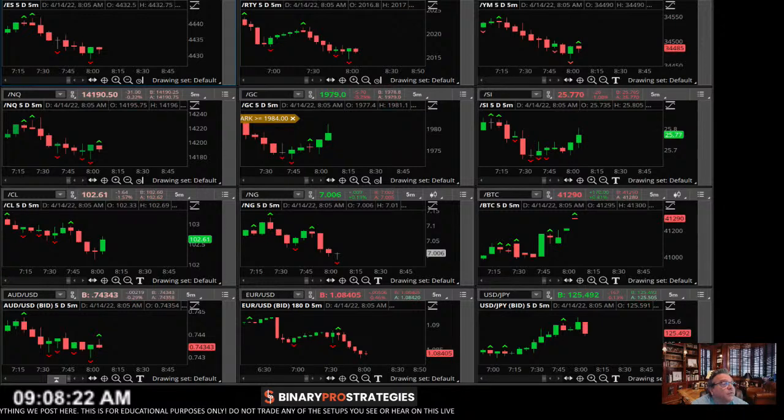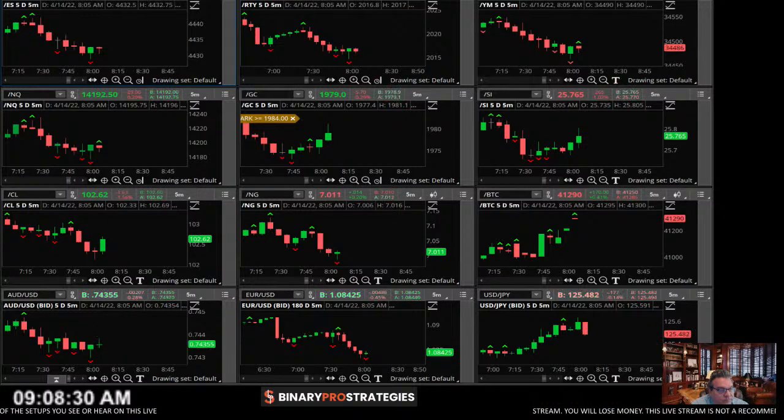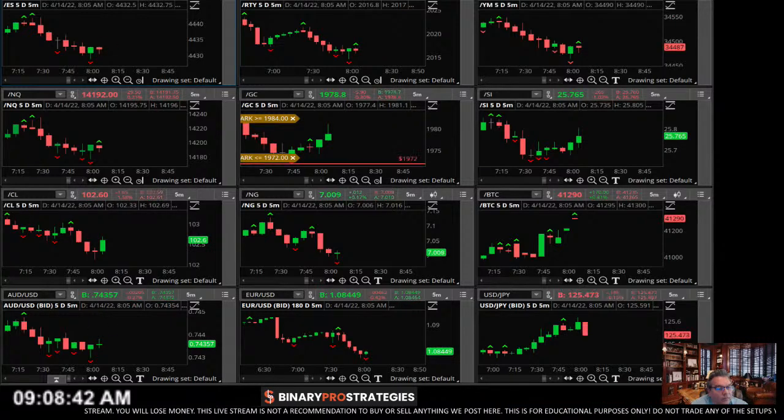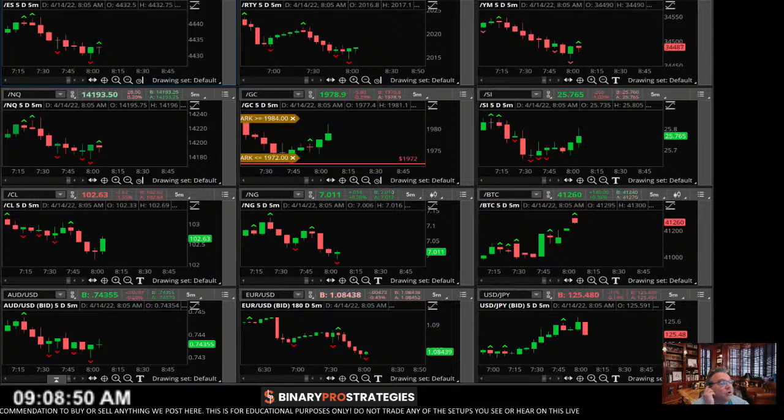And the reversal, if we need to reverse, if we don't hit our profit target, what we would do is reverse at 1972. All right, so that's our initial position right now. We are long the gold.